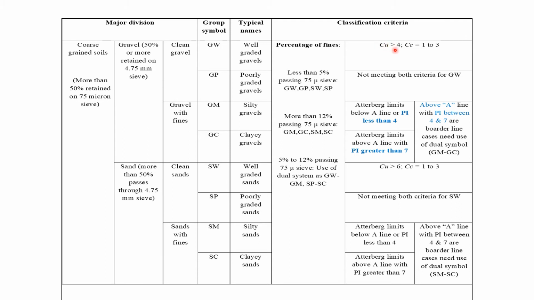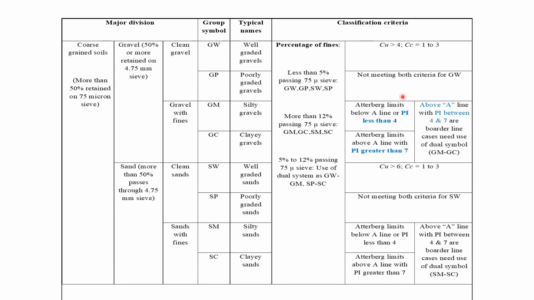So CU calculate करते हैं, CC calculate करते हैं. Suppose this condition, if CU is coming greater than 4, that means 5, and CC is coming in between 1 and 3, then this GW name can be given for that soil, well graded soil. यदि ये मीट नहीं करता, सपोज CU 3 आ जाता है और CC 1 और 3 के बीच ही रहता है, तो उसको poorly graded हम करें, poorly graded gravels, right?